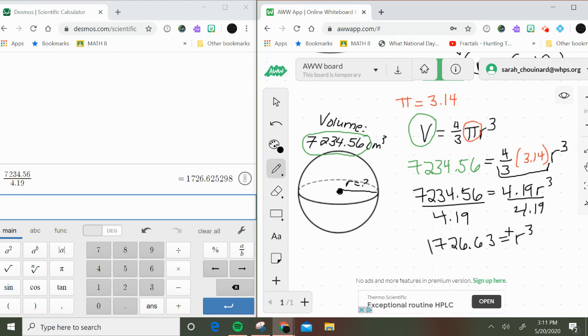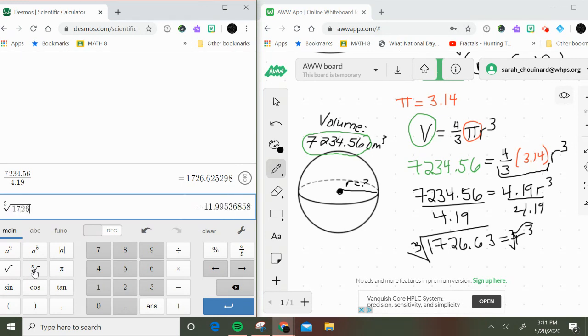R is being cubed, so the opposite of cubing something is taking the cube root. So let's take the cube root of both sides. And so to take the cube root on Desmos, we're going to click this button, and we're going to type in that it's a cube root, and then we'll type in the actual number. And so if I round, this is pretty close to 12. It rounds up to 12. So my radius here is 12 centimeters.